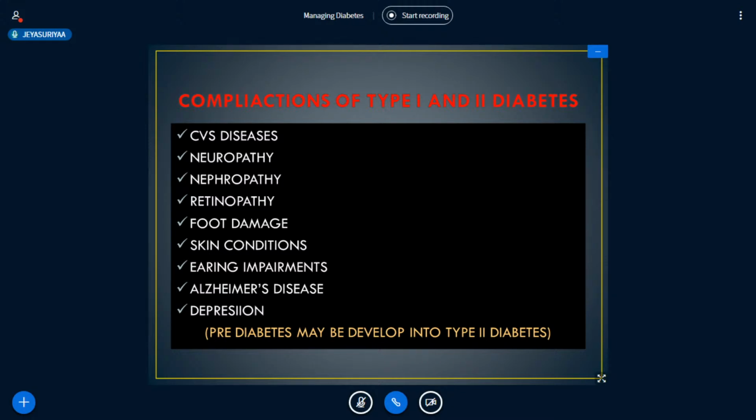Now, coming to nephropathy, the kidney damage. The kidneys contain millions of tiny blood vessel clusters that filter waste from our body. Diabetes can damage this delicate filtering system. Severe damage can lead to kidney failure or irreversible end stage kidney disease, which may require dialysis or a kidney transplant.